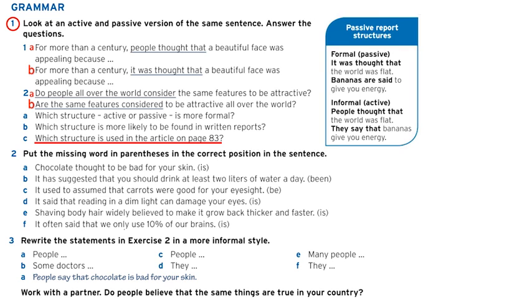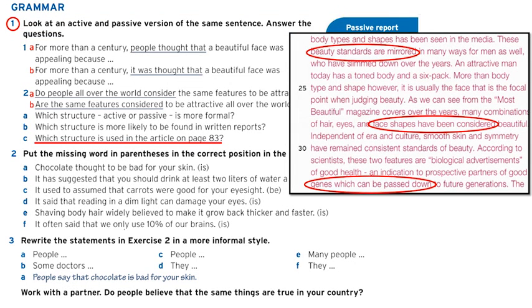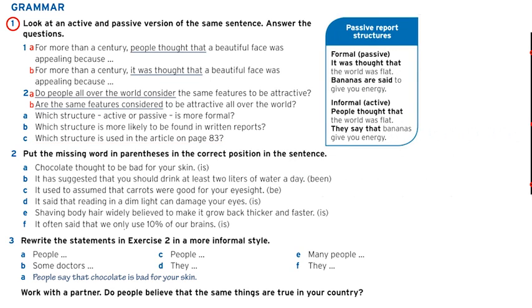Yes, B's again. Let's take a look at a part of the lecture, and over here we can find some examples of passive voice. Beauty standards are mirrored. Face shapes have been considered. Genes which can be passed down. Okay, these three examples are in passive voice. Now let's take a look at what passive voice is. We already saw it, but let's take a quick look again at the passive.